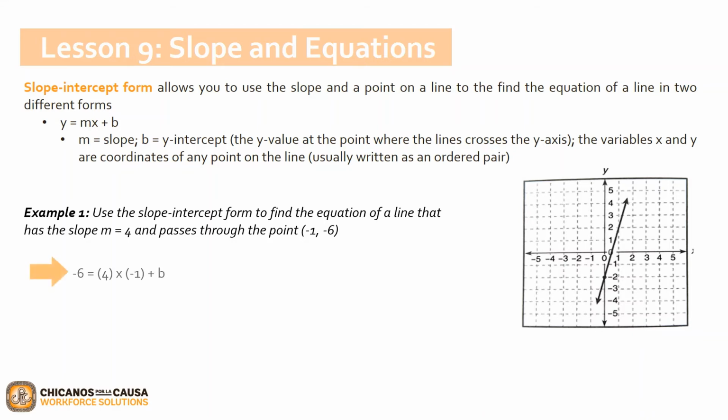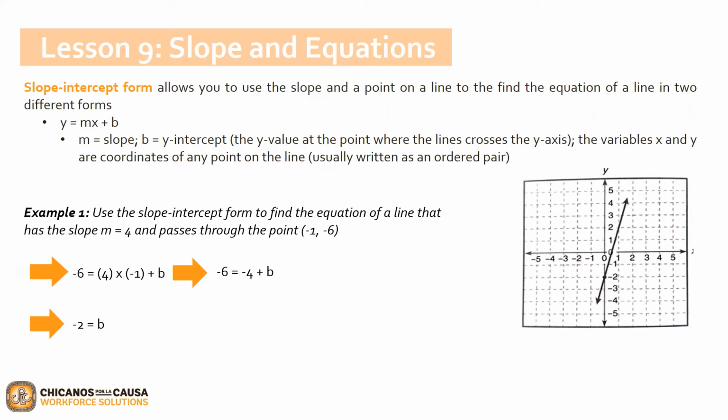Doing that, we have -6 equals 4 times -1 plus b. Again, we're getting the -6 from the ordered pair, and 4 we're plugging in because it's telling us m equals 4. The -1 we're plugging in because we know that according to the ordered pair, x does equal -1. Now, we're going to go ahead and reduce this by multiplying the m by the x. This gives us -6 equals -4 plus b.